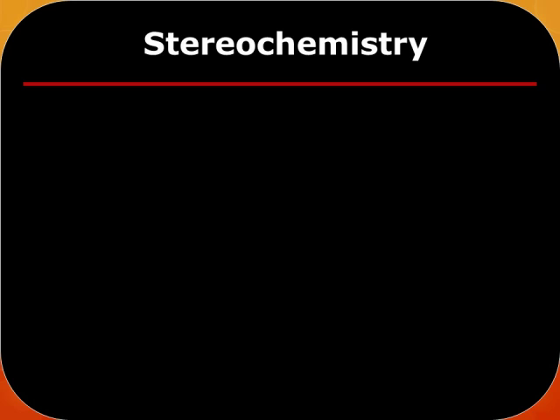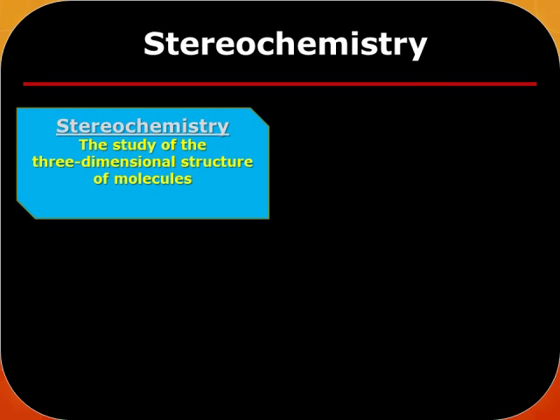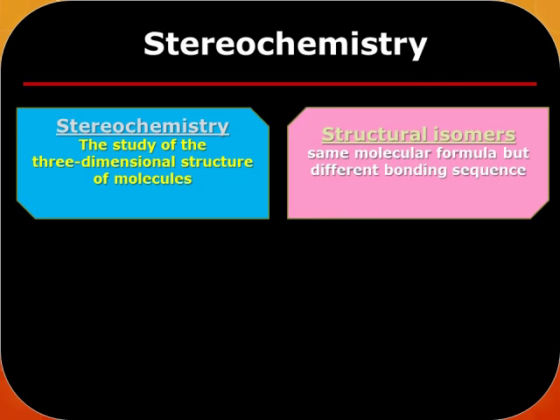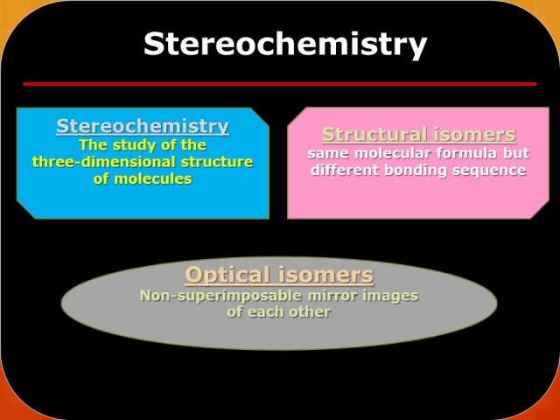Right, stereochemistry. It is all about stereoisomerism. Okay, what is stereochemistry? The study of the three-dimensional structure of molecules. Structural isomers have the same molecular formula but different bonding sequence. Already we have learnt that. And now what we are going to focus on is optical isomers. They are non-superimposable mirror images of each other.